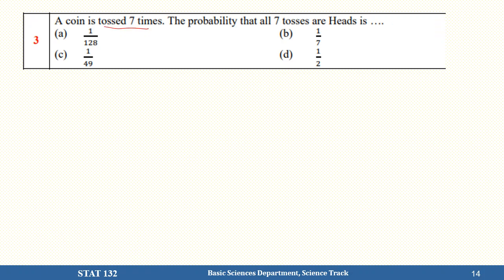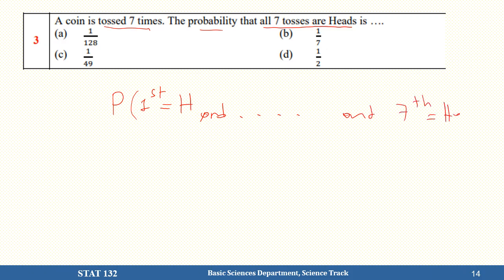A coin is tossed 7 times. What is the probability that all 7 tosses are heads? The first will be heads, the second will be heads, and the 7th will be heads.